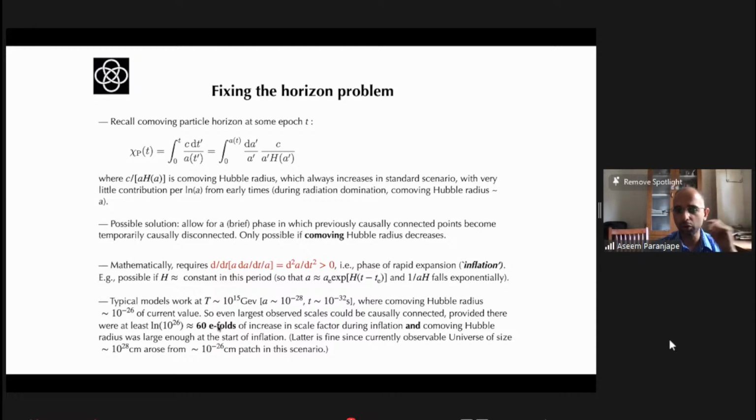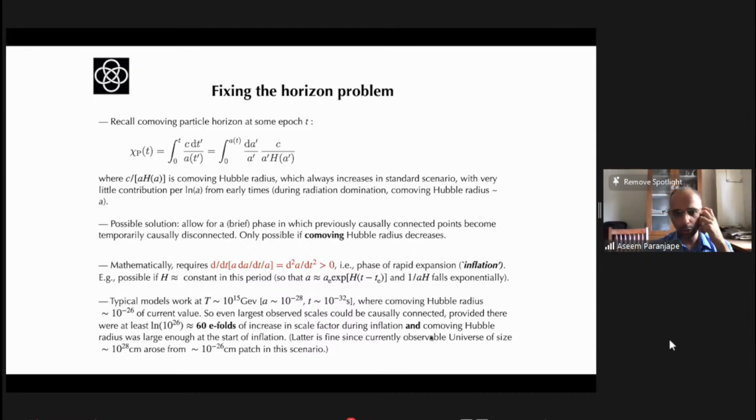So I need 60 e-folds of increase in the scale factor during inflation, because during inflation, the co-moving Hubble radius is just 1 over A. H does not actually change. So these are the constraints that I want. So if I can set up 60 e-folds of inflation, then I will solve the horizon problem. Okay, because the largest observed scales today will become causally connected. So I will easily explain the fact that the CMB is the same across the sky. Okay, so this is what I require.